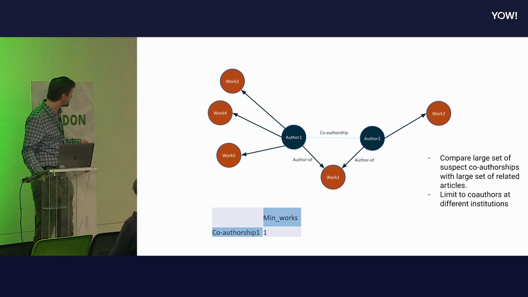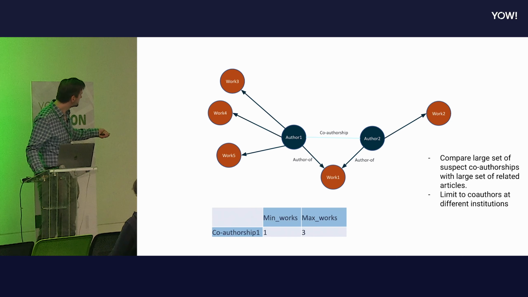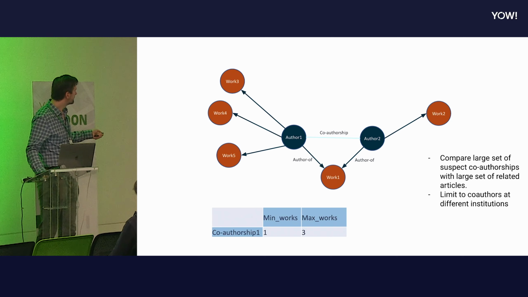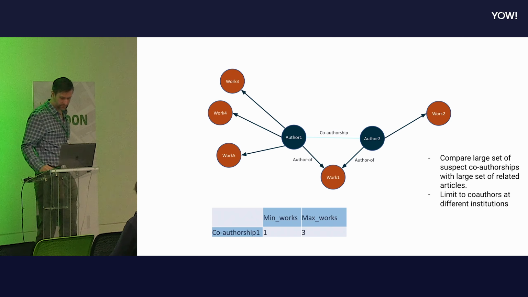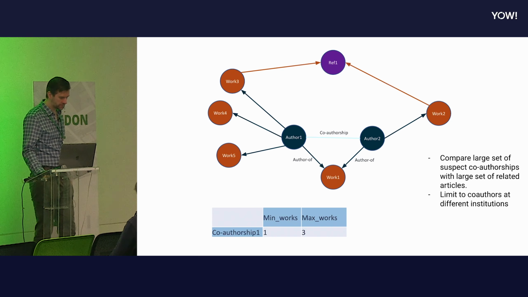And so we've got a little table of data here. We can say this co-authorship has a min works of 1, max works of 3. That's simple. But what about, we want to know if they've authored similar stuff before, right? Have they done related kind of work?